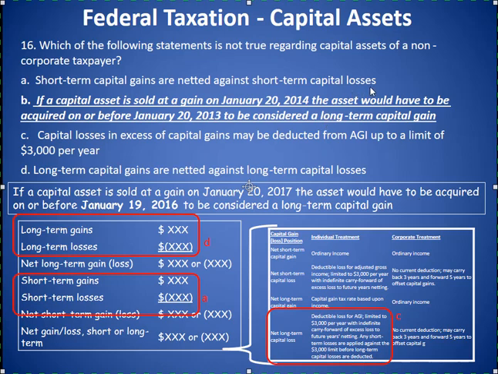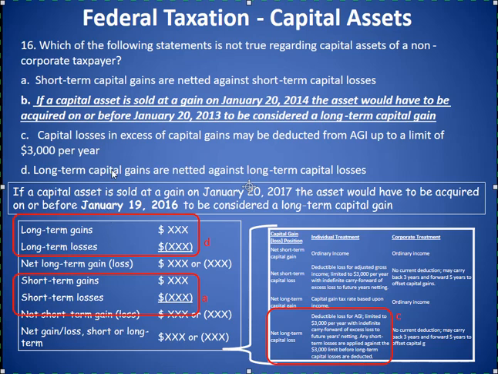If we look at these other items that are actually true, in item A, short-term capital gains are netted against short-term capital losses. We can see in our formula that short-term capital gains and short-term losses are netted against each other.